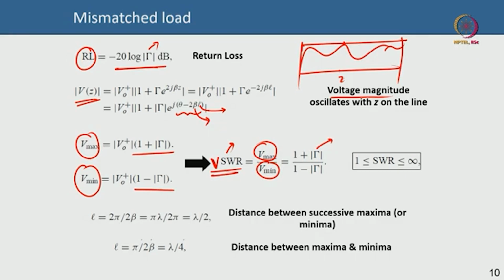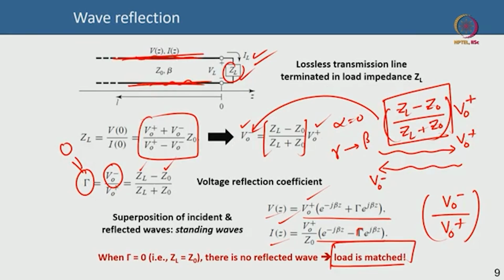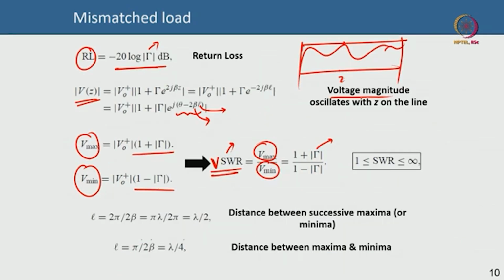Now, if your reflection coefficient is 0, as I told you in the previous slide for a perfectly matched load, which is generally the desirable case, then the maximum and minimum terms are equal and your voltage standing wave ratio becomes 1. The voltage standing wave ratio cannot be less than 1. 1 is the lowest VSWR, which physically means there is no reflected wave. It can be very large, by the way. The maximum value it can take is infinity.